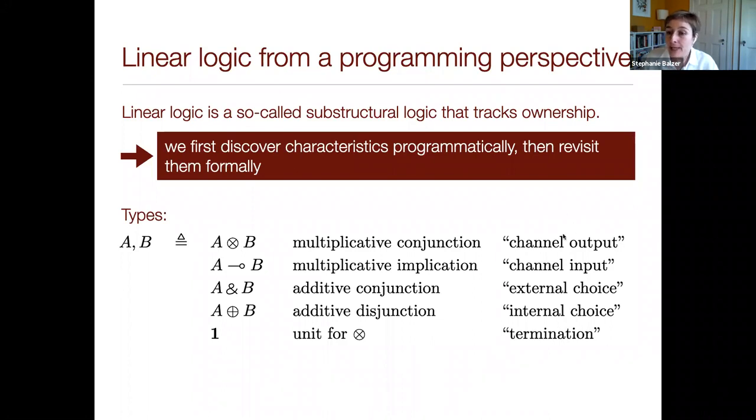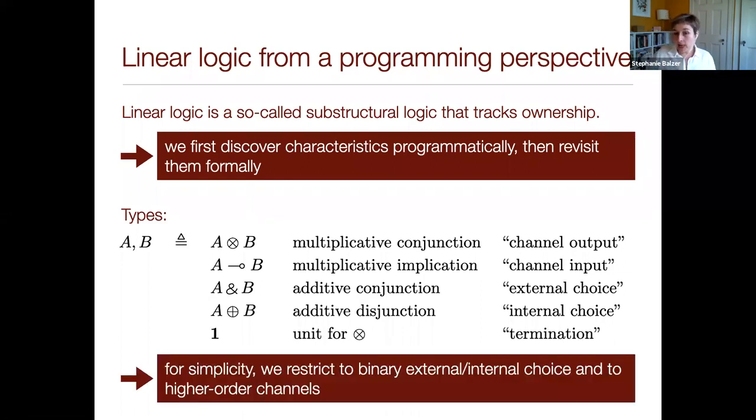So we have, as before, the session types according to Honda, and we now have corresponding types or connectives, and we just use the linear logic connectives to more or less express the same thing. So here A tensor B denotes channel output, the ability to send a channel over a channel. The lolly, A lolly B, denotes channel input, so receiving a channel over a channel. Then again, we have the two branching constructs, external choice and internal choice. Interestingly, they use the same signs. And then we have here one, the unit for tensor, which denotes termination.